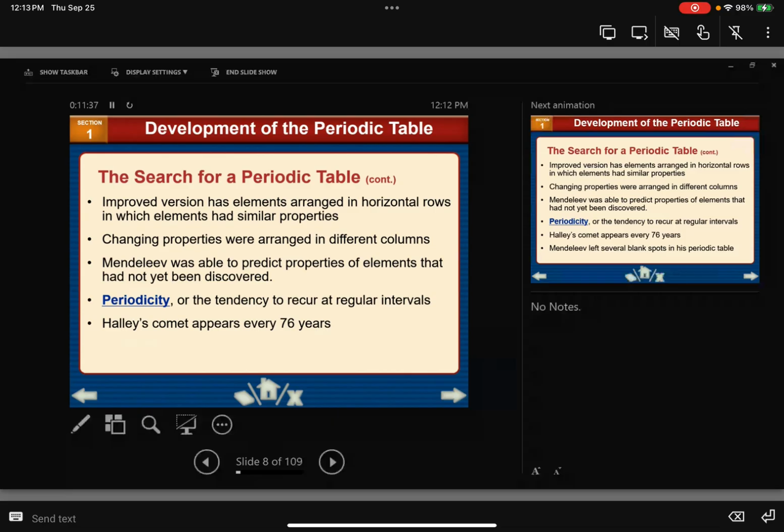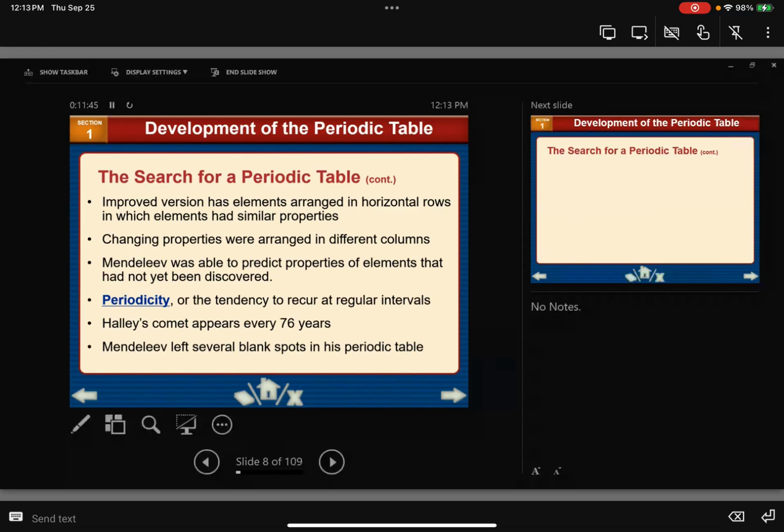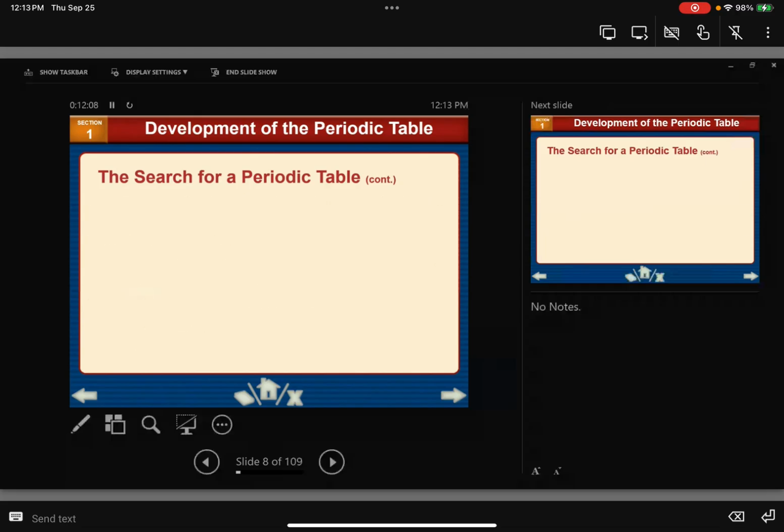So an example that they give in the book is Halley's Comet appears every 76 years. Mendeleev had many blank spots in his periodic table, because when he looked at the properties and how they combined with different elements, he could tell that there should have been an element there, even though he didn't know what it was. So he predicted those properties. Two of them being Eka aluminum and Eka silicon, as he called them.